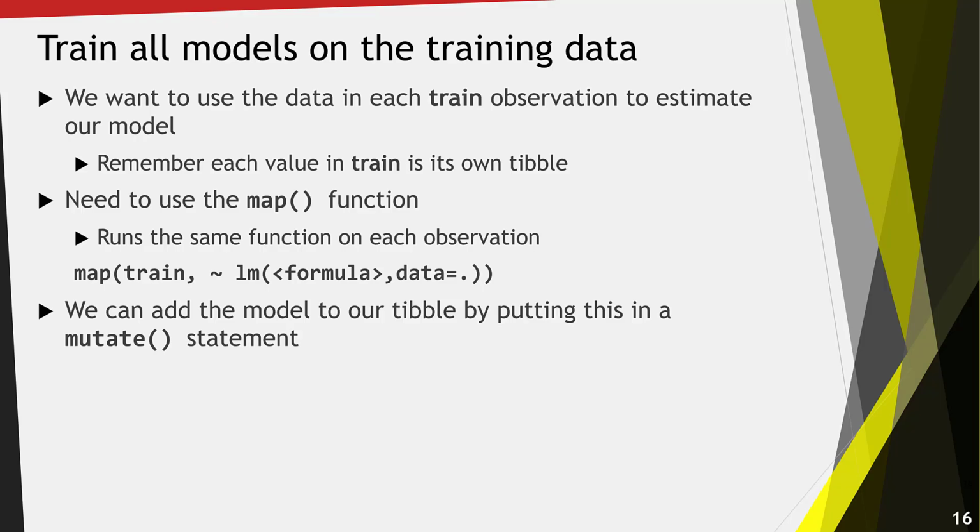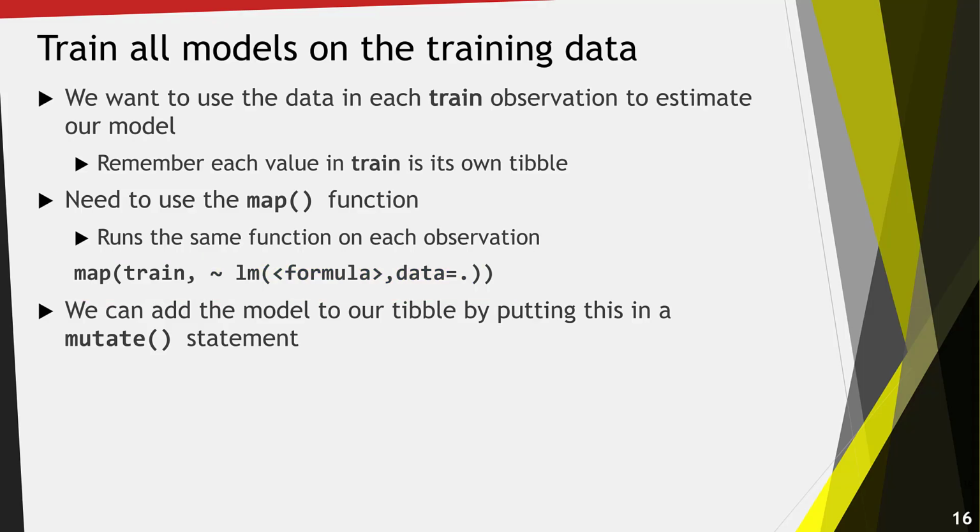Training all of our models requires one additional R function that you might not be familiar with. What we'd like to do is use the data in each of the train observations to train our model. To do this, we're going to need the map function. What the map function does is run some piece of arbitrary R code for every observation in your data. Here, what this might look like is you would use the map function. You tell it you would like to use the train column as the next argument. You use the tilde, and then some piece of R code that you would like to run. The period is a shortcut for that training data that you provide as the first argument.